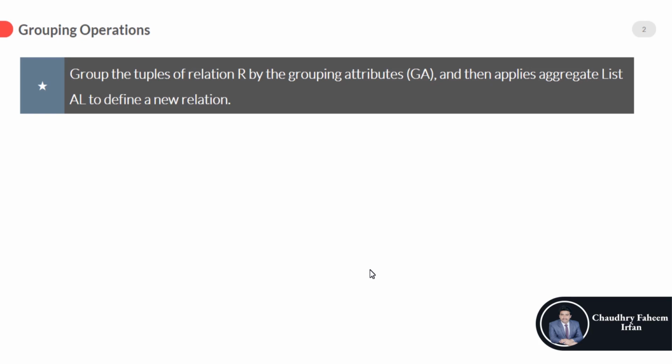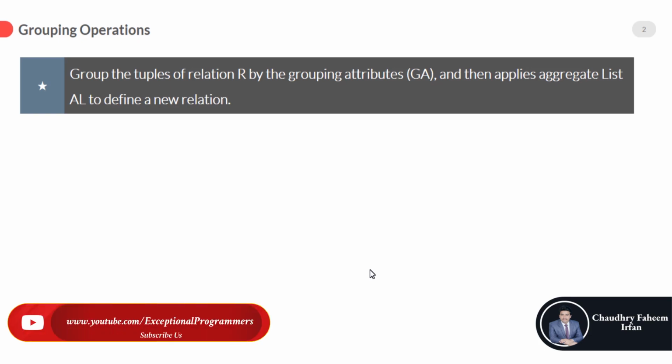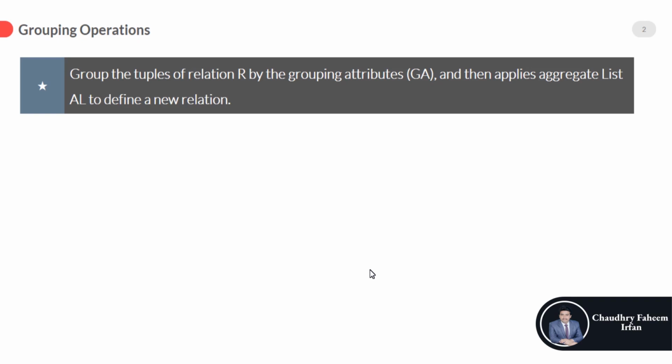So the group by statement groups rows that have the same values into summary rows, like find the number of customers in each city. The group by statement is often used with aggregate functions, as we learned about in our previous lecture. Count, max, min, sum, average, these are the aggregate functions to group the result set by one or more attributes. Now we are going toward implementation.